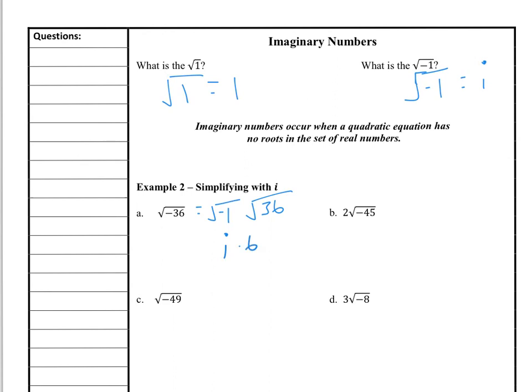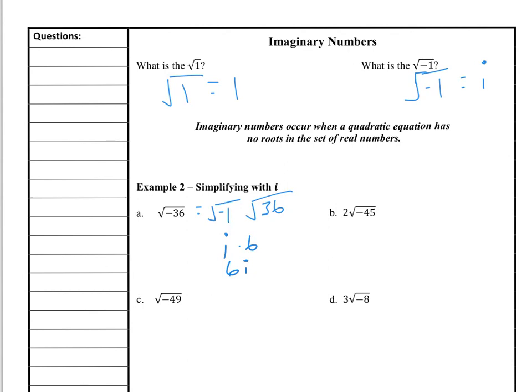But no one really writes I6. You've never seen X6 before, right? So we're going to change this around and rewrite it as 6I. Typically, we put the imaginary, the I, after the number. Let's try question 2, and then I'll have you guys do C and D.